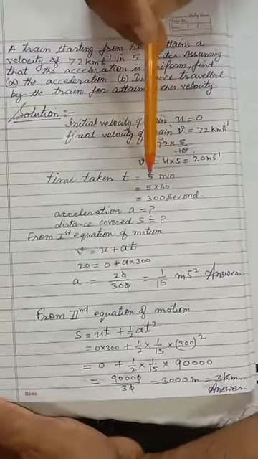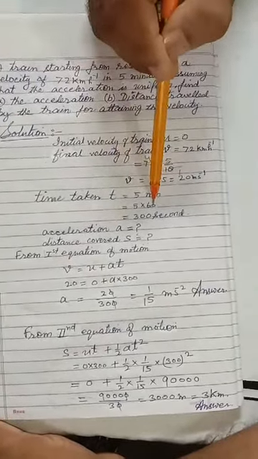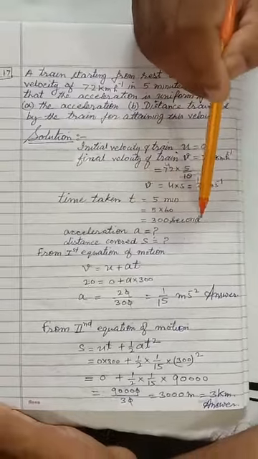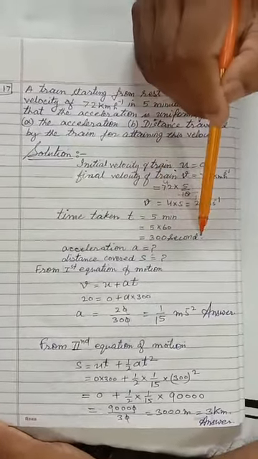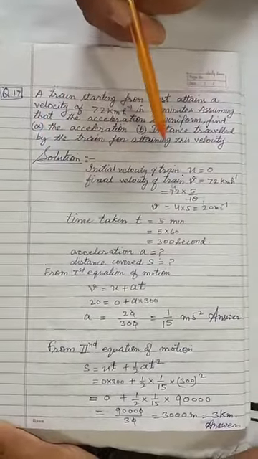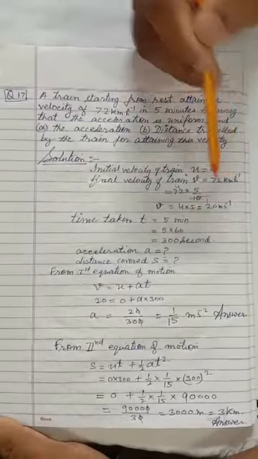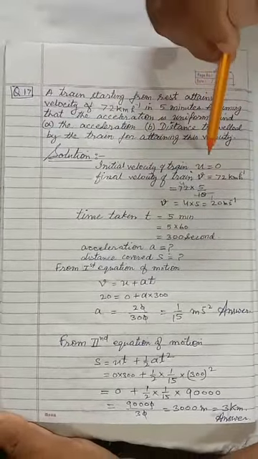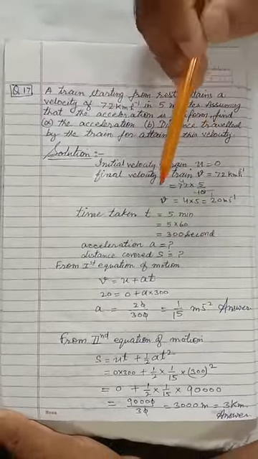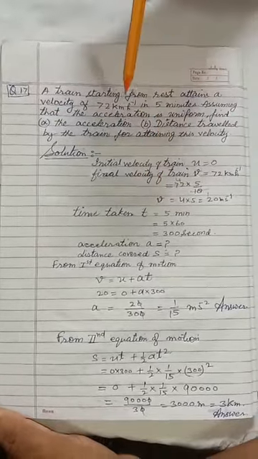We will convert it into seconds by multiplying by 60. So 5 into 60, that is 300 seconds. The time taken t is equal to 300 seconds, and the final velocity v is equal to 72 km per hour. Initial velocity is 0. So u is given, v is given, t is given. We have to calculate acceleration.